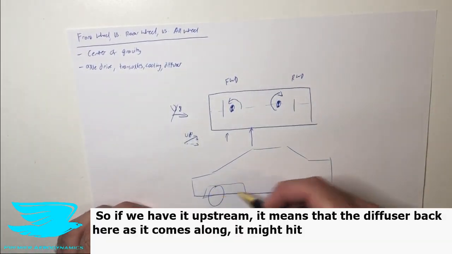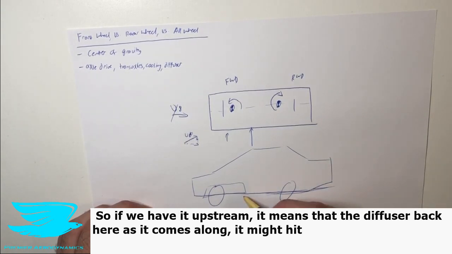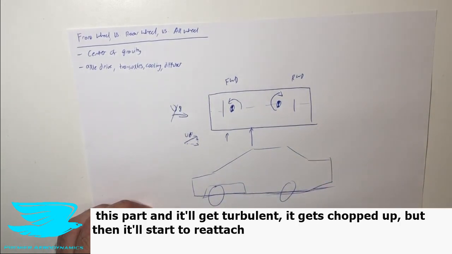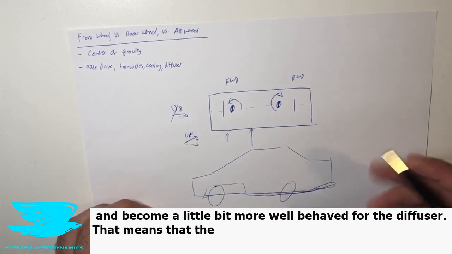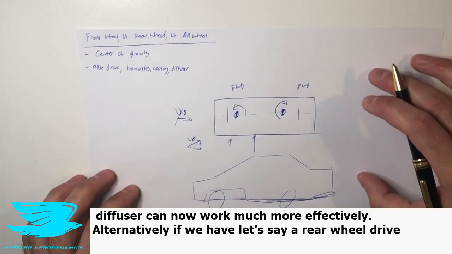So if we have it upstream, it means that at the diffuser back here, as the flow comes along, it might hit this part and it'll get turbulent, it gets chopped up, whatever, but then it'll start to reattach and become a little bit more well behaved before it hits the diffuser. That means that the diffuser can now work much more effectively.